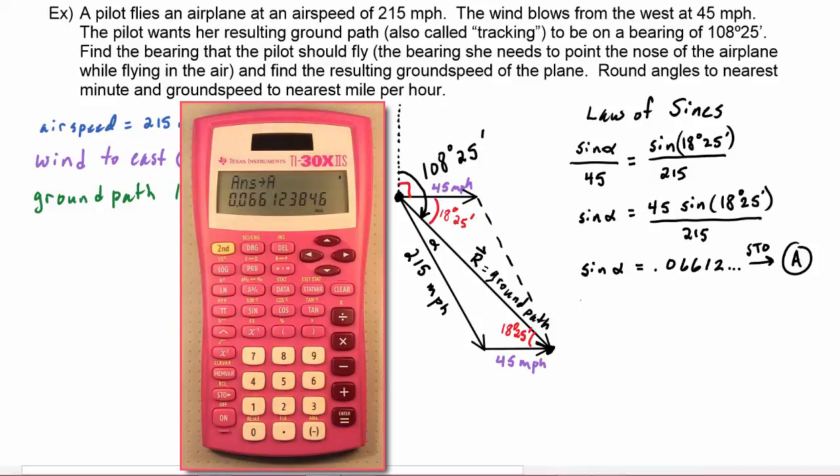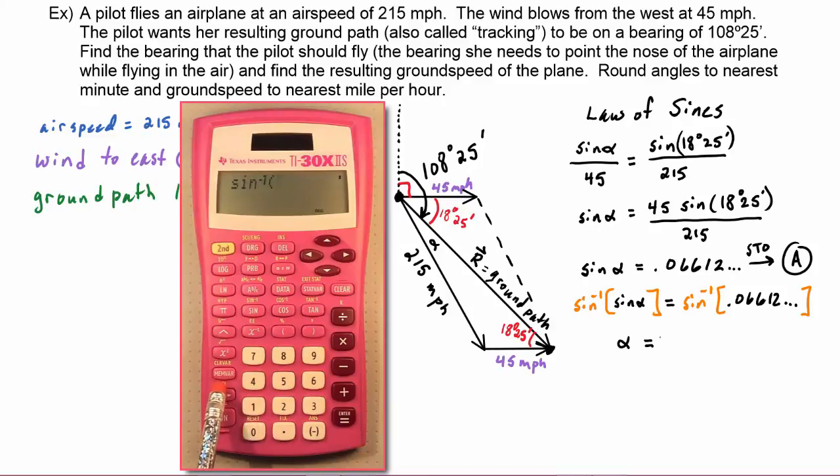Now we have to take the sine inverse of the sine of alpha, which is going to equal the sine inverse of that number we just stored in A, which is the 0.06612, etc. The left-hand side becomes alpha, and the right-hand side, we do second sine inverse, memory variable A, and we get 3.791, etc. We are told that we have to round our angles to the nearest minute.